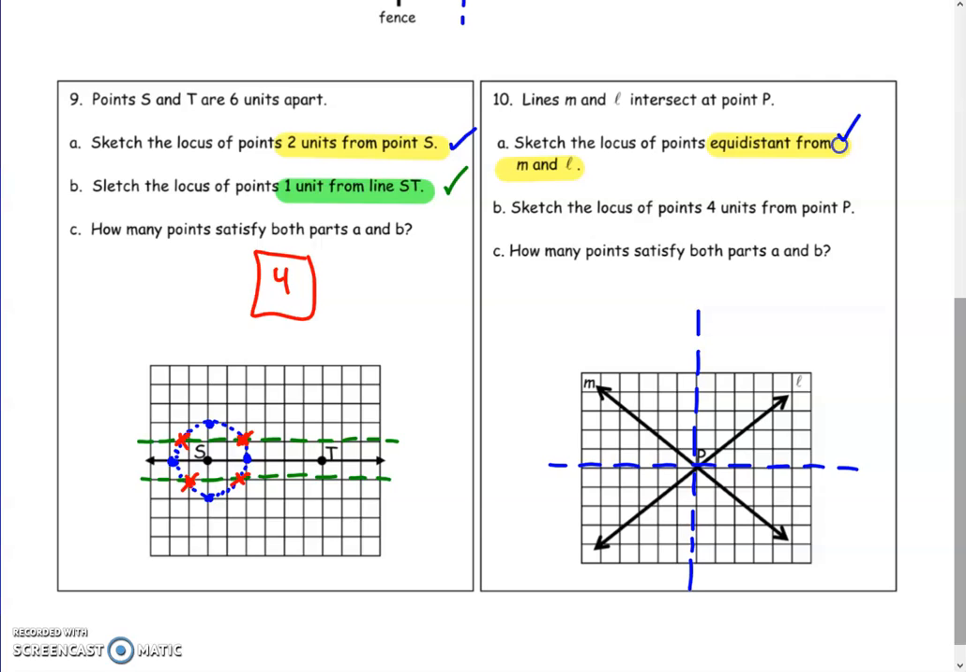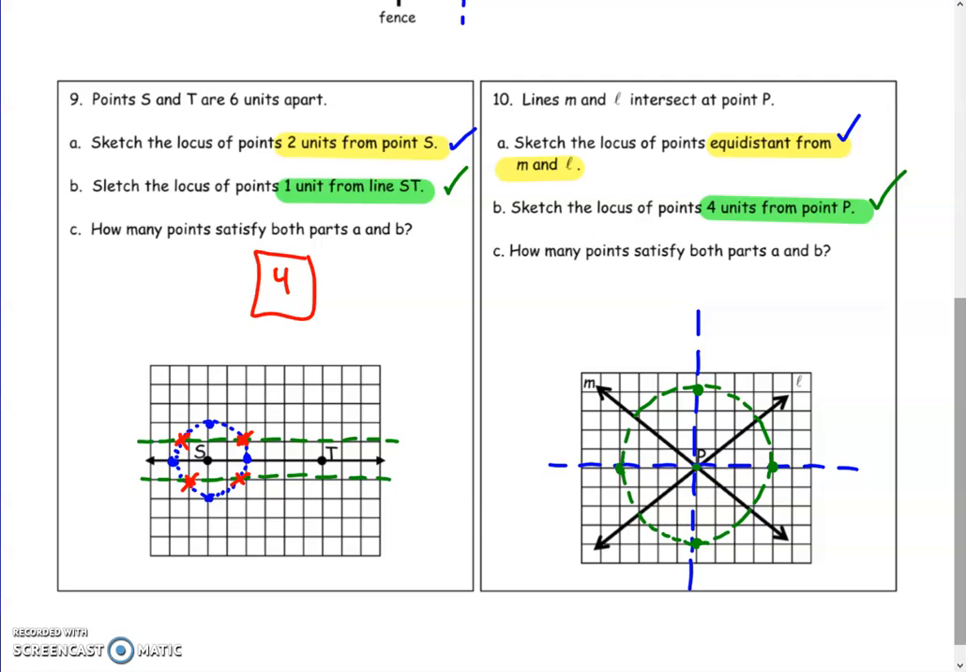Now I need to sketch the locus of points 4 units from point P. So 4 units from a point will be a circle. Point P is where the lines cross. So I go 4 to the right, put a point, go up 4, put a point, left 4, put a point, and down 4, put a point, and then draw in your dashed circle. And that takes care of that locus.